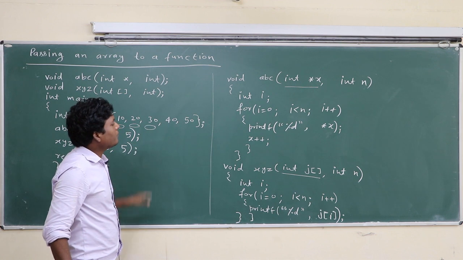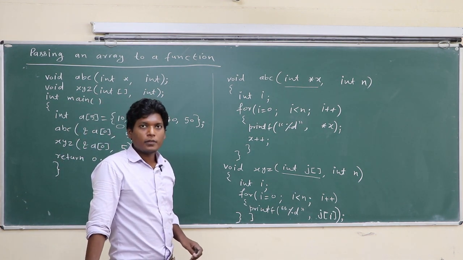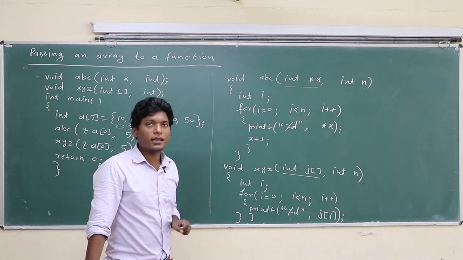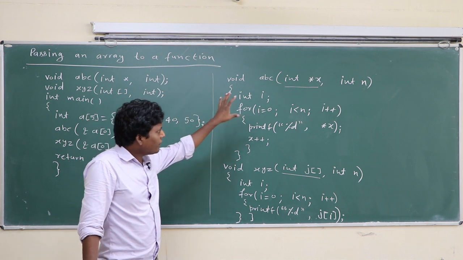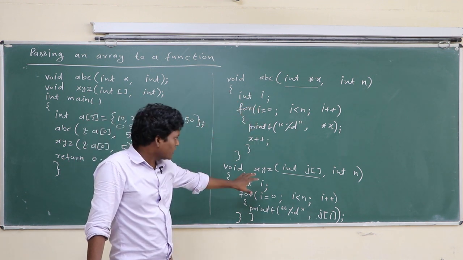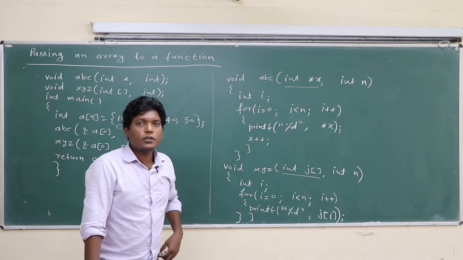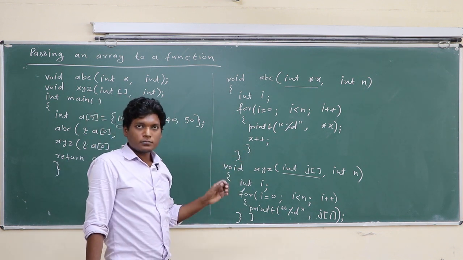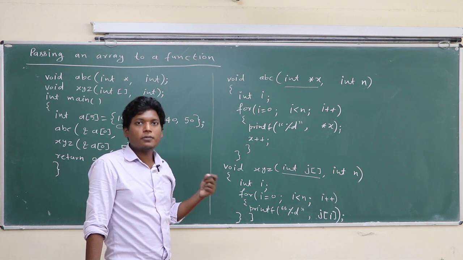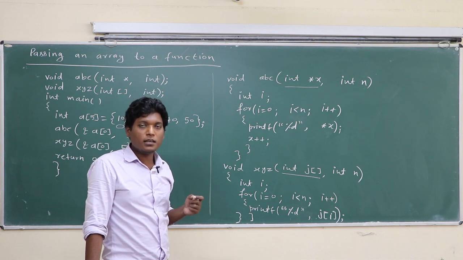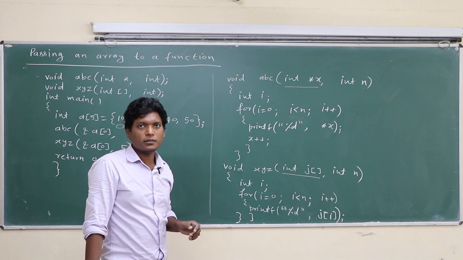So in this program, class, we pass the base address of an array and the number of elements in that array, and receive them in different ways by two functions, ABC and XYZ. So here you can see, like passing the value to the function, passing the address to the function, we can also pass the whole array to the function.